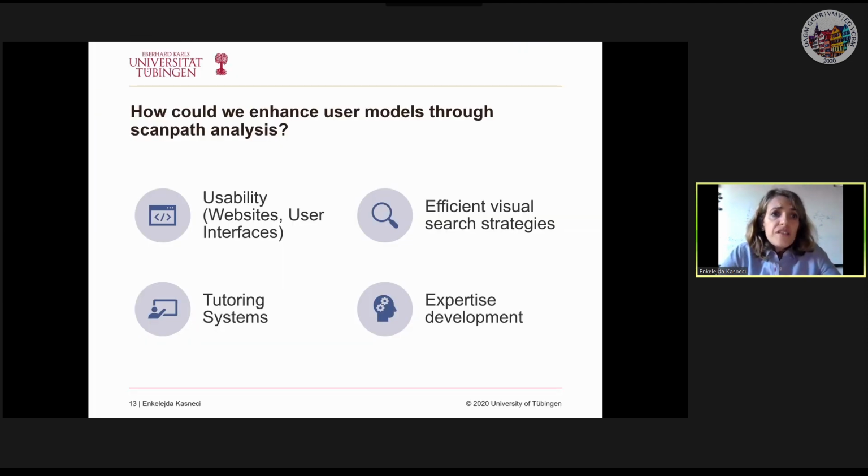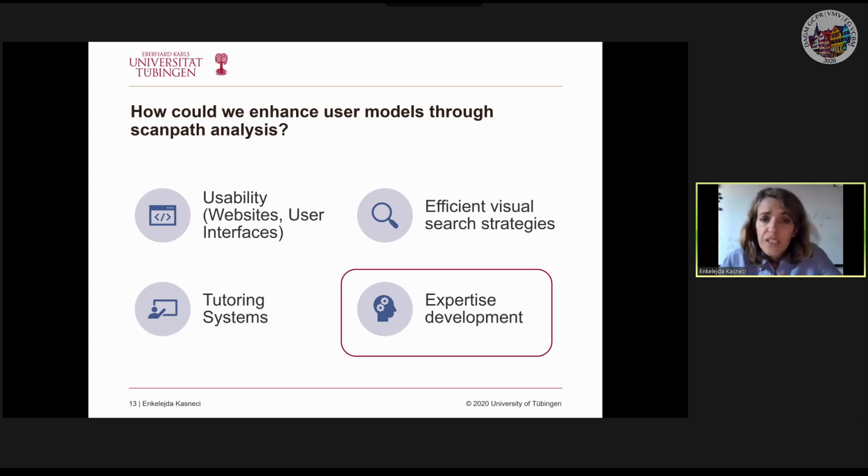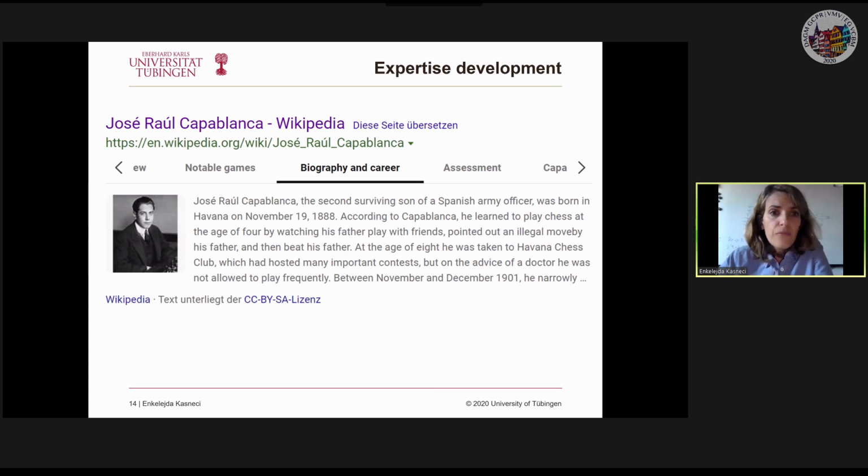Okay, so the question is, how could we enhance user models through scanpath analysis in order to improve usability, to make visual search strategies in different tasks more efficient, for example, for intelligent tutoring systems, or even for expertise development. And indeed, expertise development has been something that I find quite challenging and has caught my attention a few years ago when reading over the biography of one of the Grand Chess Masters, Capablanca.